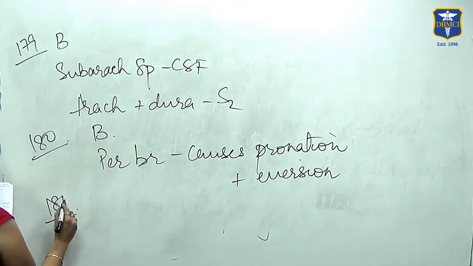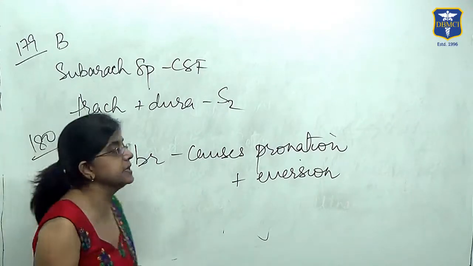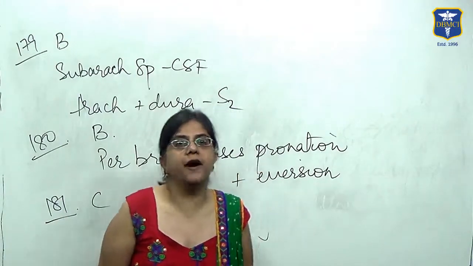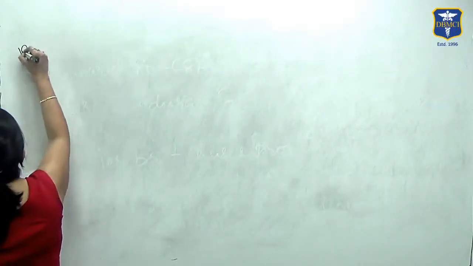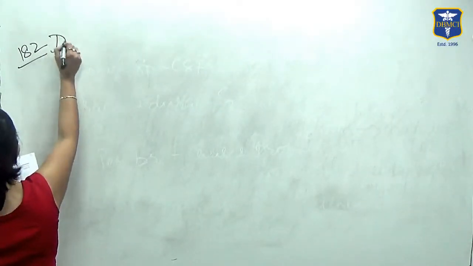Question 181, the answer is C. Cristae are found in the mitochondria. Question 182, the answer is D.